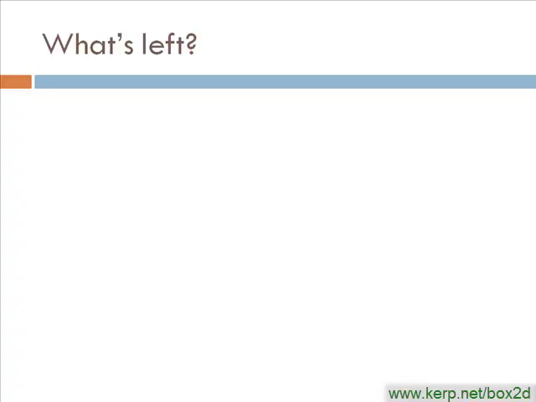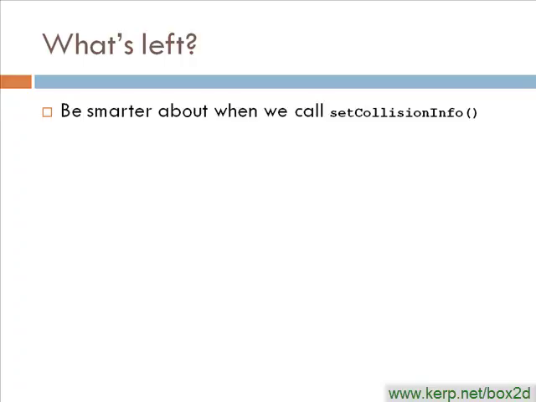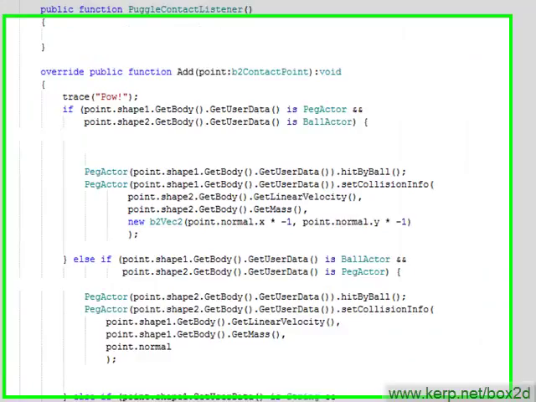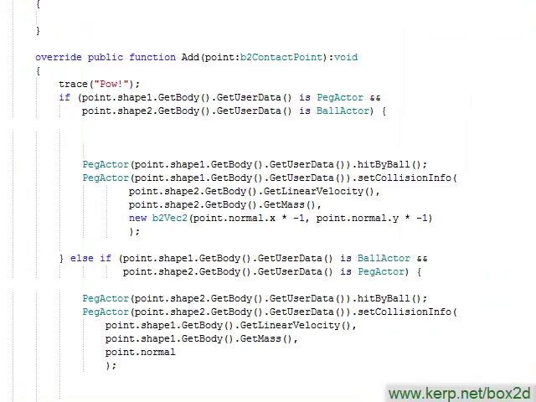So what's left to do in our variation of Puggle? Well, I can think of a few things. First off, we should probably be smarter about how and when we call set collision info. If you were to look at our contact listener, you'll see that the hit by ball function and the set collision info function is being called every time a ball and a peg collide, whether we need to or not.